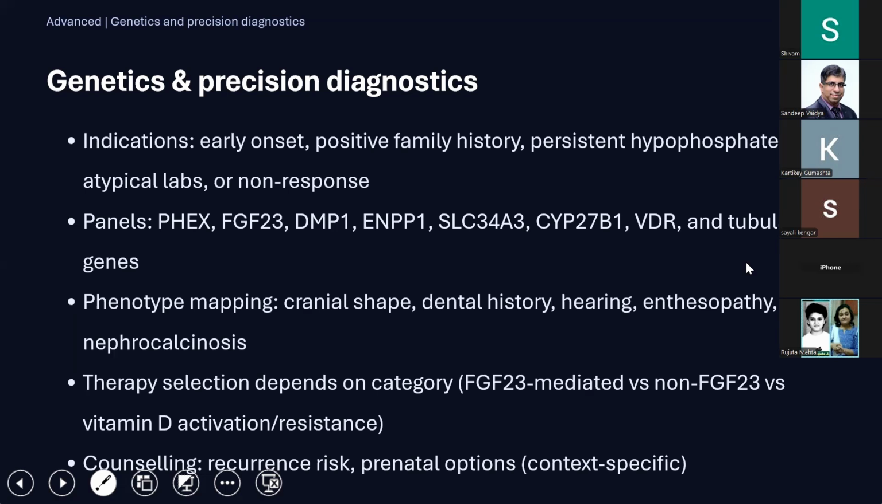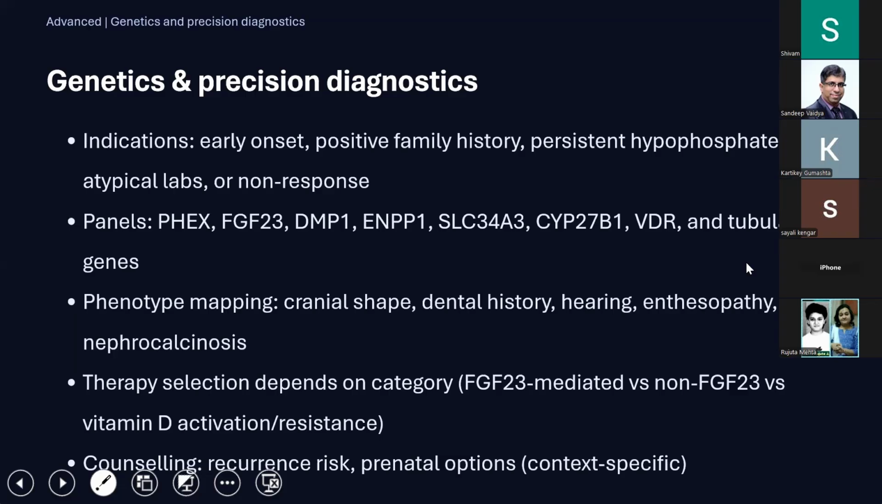There are multiple defects that can occur, such as PHEX gene, FGF23, and in vitamin D dependent rickets CYP27, or vitamin D receptor defects. And there can also be a tubular defect, a renal tubular defect. In such cases, cranial mapping, dental history and hearing assessment are also effective, along with looking for nephrocalcinosis.